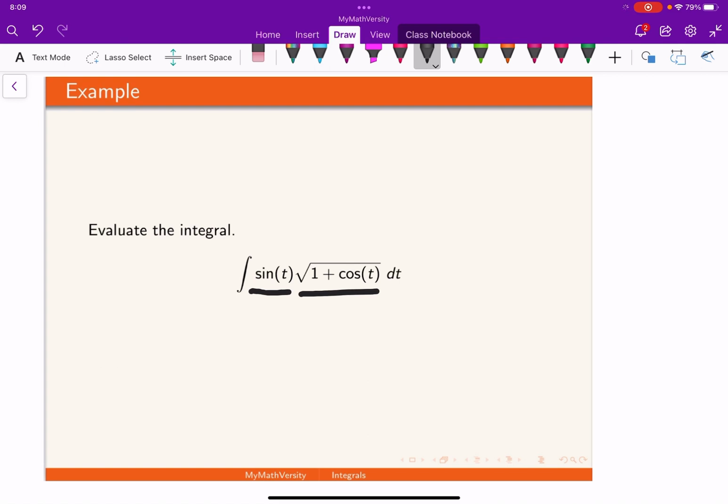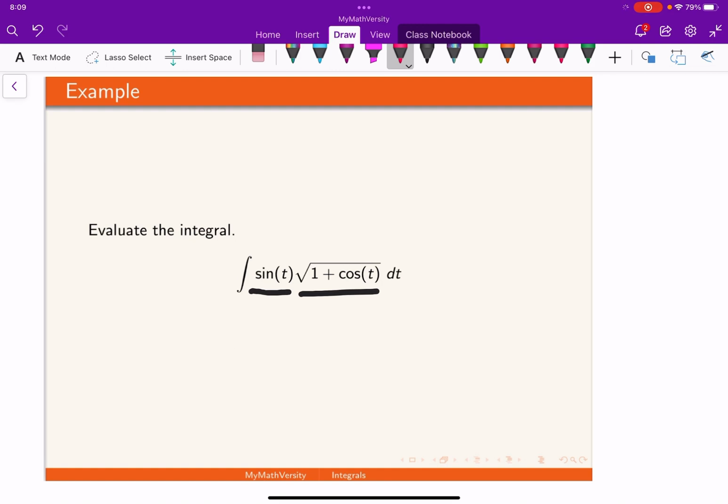Over here it looks like we have sine t, and then under the radical sign we have 1 plus cosine t, right? So there is no basic formula that will immediately help us to find the antiderivative of that. I'm thinking maybe there is a kind of composition of, let's say, the square root with 1 plus cosine of t. So with that perspective, I just want to see if we can use the substitution rule.